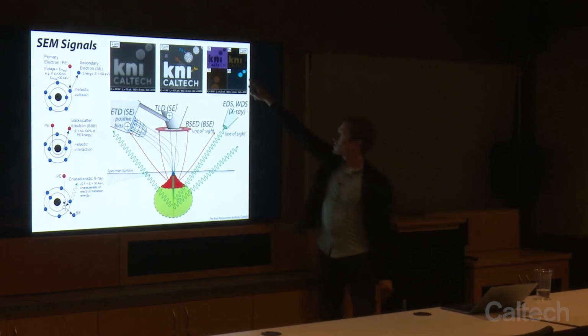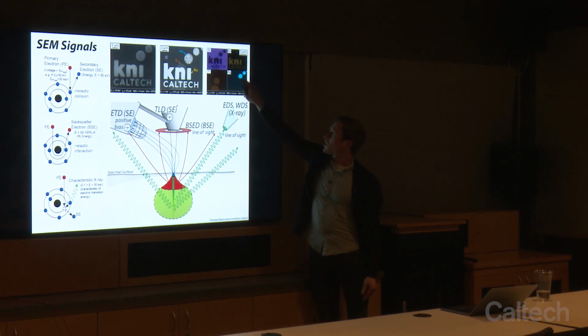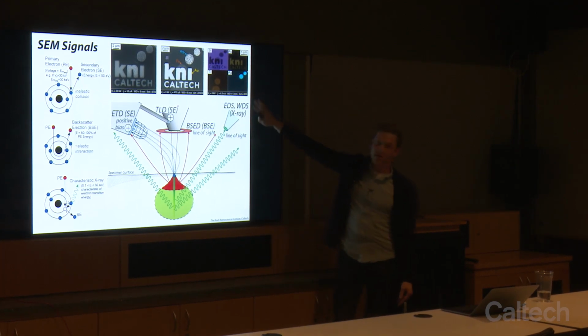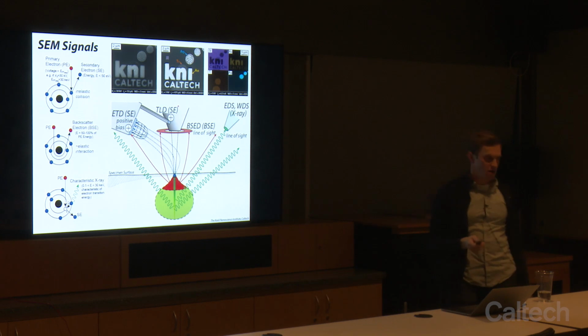And here we do mapping, so we've taken that and we've broken it up into its silicon, gold, silver, and titanium maps, and we can see exactly where they all come from.